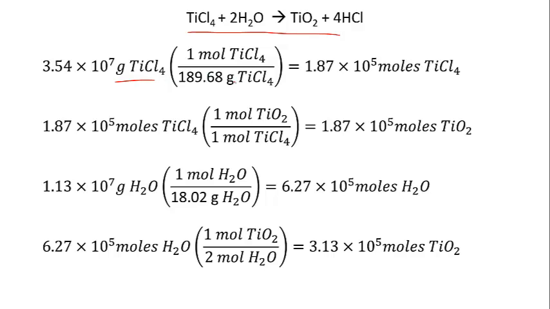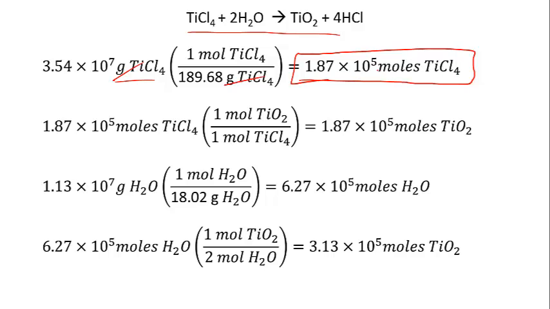So we do this by using the molar mass of titanium tetrachloride. So the molar mass says that 189.68 grams of titanium tetrachloride is equal to 1 mole. So you set up your conversion factor, grams of titanium tetrachloride cancels, and you see that you have 1.87 times 10 to the 5th moles titanium tetrachloride.